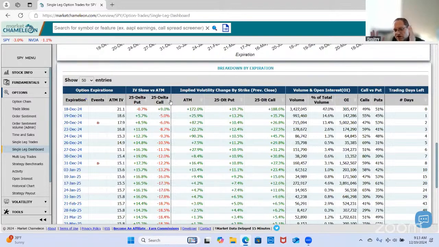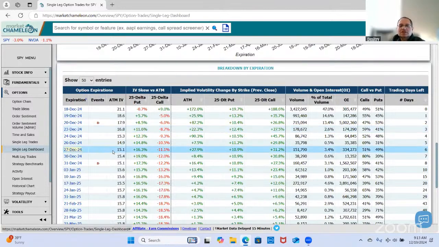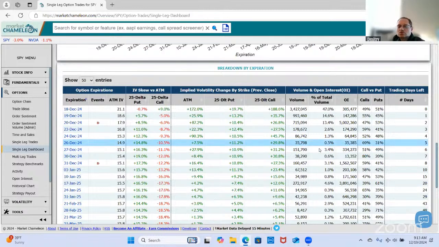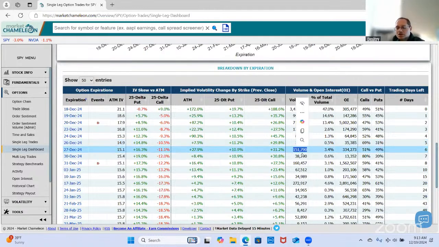So that's what we're doing. We're saying, okay, if we ran a straight skew, let's pick an expiration, like December 27th. It traded 151,000 contracts, 6 days to go. We could pick any one, but let's just stay on this one. Well, the at-the-money implied volatility yesterday was 15.1.